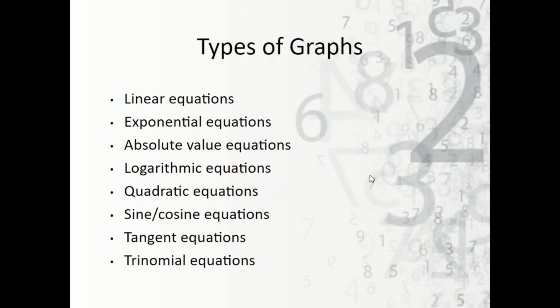Now, most of the time in the past, when you've done systems of equations, you've probably really only looked at it with linear equations. But these can come in any form. We can have a system of any type of equation. So the different types are linear equations, exponential equations, absolute value equations, logarithmic equations, quadratic equations, sine or cosine equations, tangent equations, and trinomial equations.